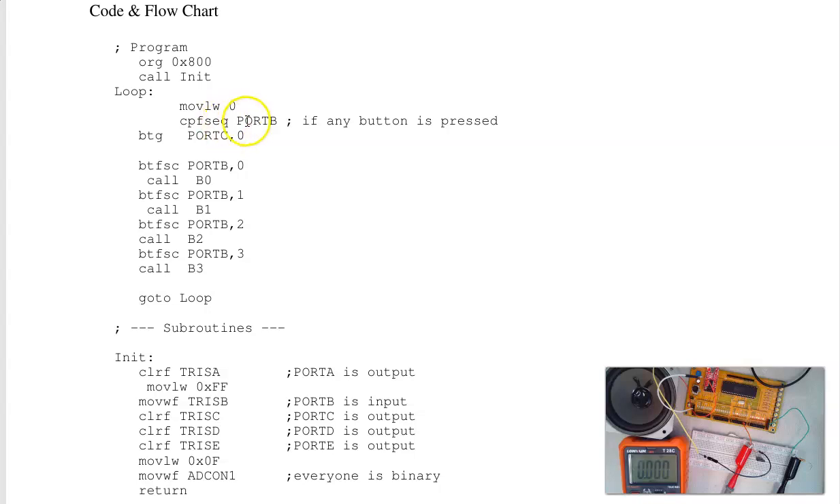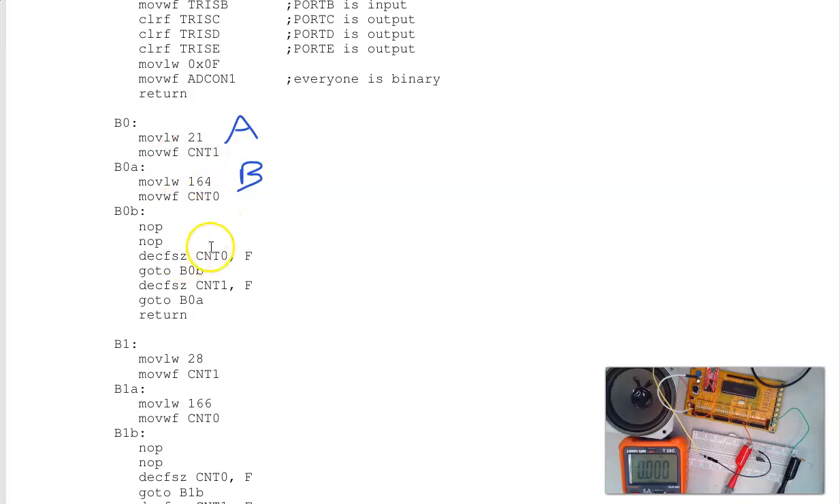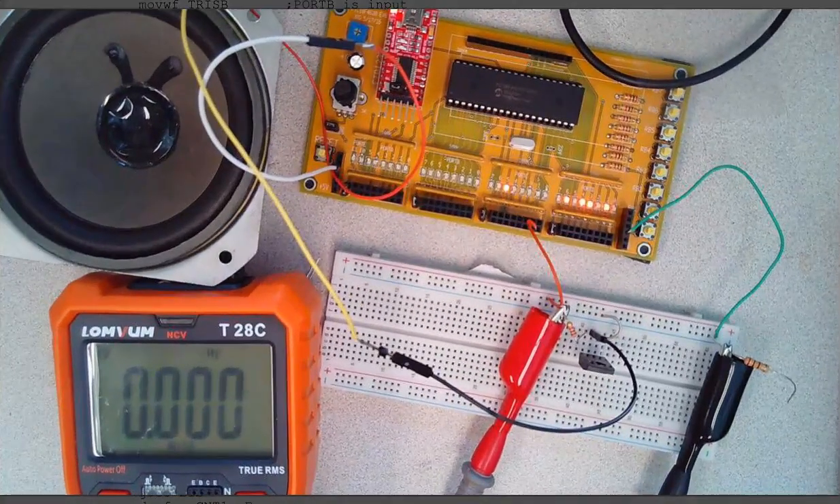My code is I'm going to check to see if any button's pushed on port B. If it is, toggle port C pin 0. I'll then set up the wait loop. If button 0 is pushed, call wait loop B0. 1 is pushed, call wait loop B1, B2, B3. And the wait loop is, here's your wait loop, and these are the constants A and B that set the timing. By changing A and B for the different wait loops, here's what I get.